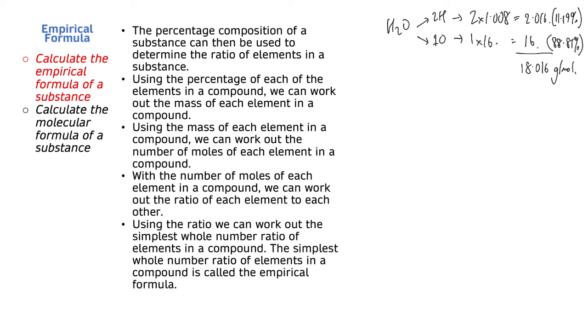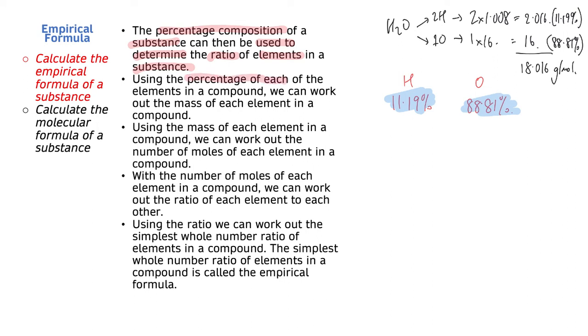Okay, so that's what we did last time, where we went from the formula to the percentage composition. Now we're going to learn how to effectively do the percentage composition back to the formula. Okay, so effectively, if I just rewrite these over here, that's the hydrogen and that's the oxygen, 88.81%. Let's go through the idea. All right, so the percentage composition of a substance can then be used to determine the ratio of elements in a substance. Okay, so now all I start with is this information here, where I've got the percentage of that and the percentage of that, and then I have to work out the formula between those two things. So let's have a look.